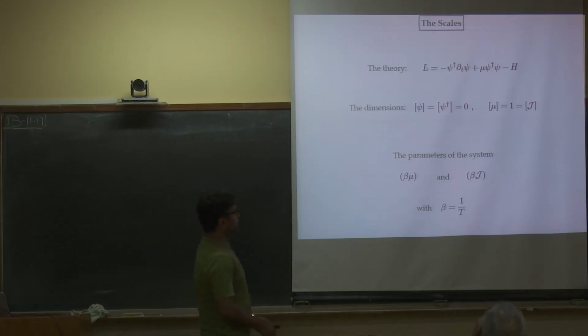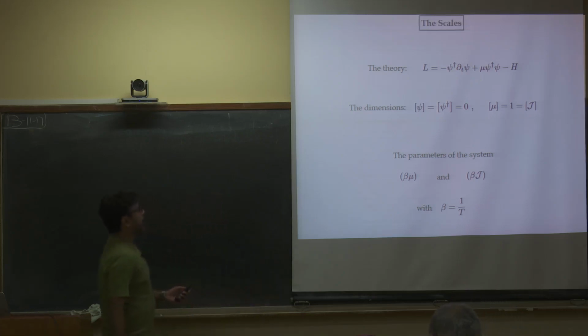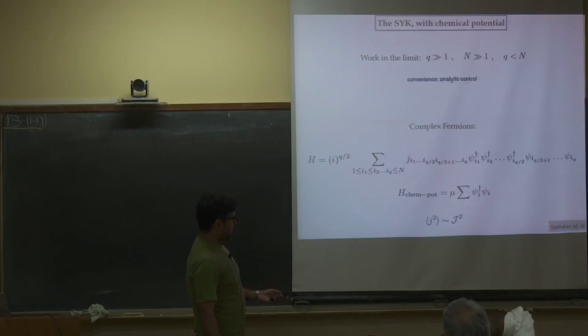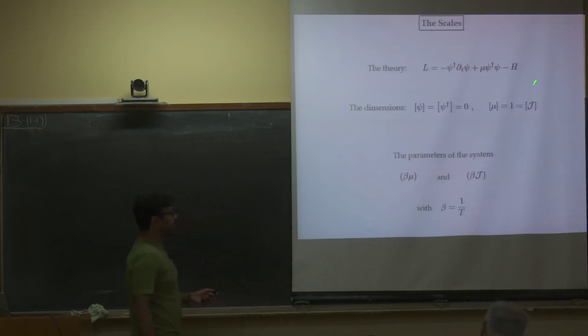So the theory, roughly speaking, in terms of the Lagrangian, is just this. And given that, if you like, this is your UV theory, the appropriate UV. And if you read off the dimensions, that's pretty easy to read off. The dimension of psi and psi dagger are both 0, mass dimension or length dimension. And this mu and this coupling J, this curly J or this small j, they are dimensionful objects. They have mass dimension 1. So essentially they are energy dimension.